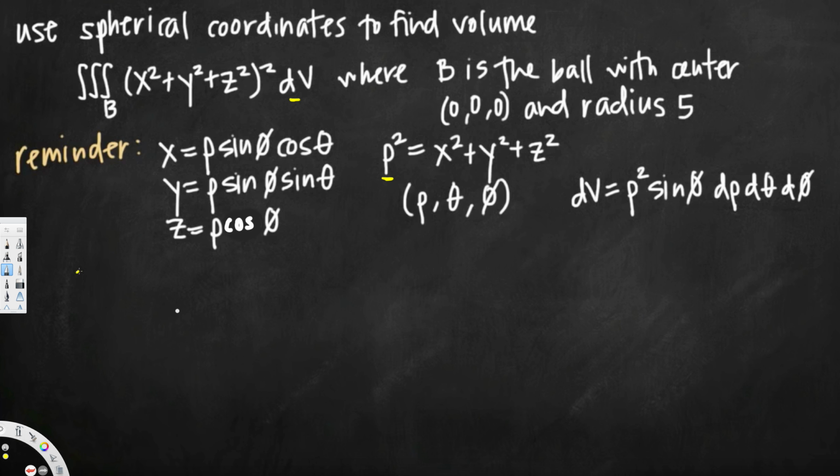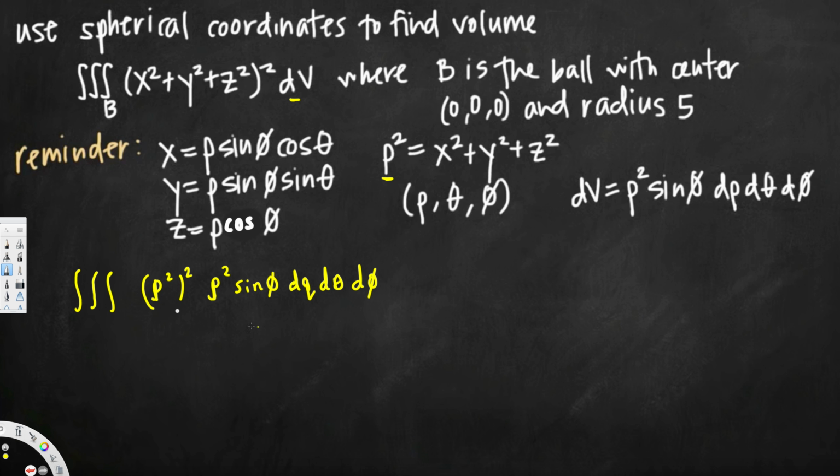This is going to become a triple integral. Instead of x squared plus y squared plus z squared, I'm replacing it with rho squared, so this is going to be rho squared, squared. And instead of dV, I'm replacing it with this. This is going to be rho squared sine phi d rho d theta d phi.